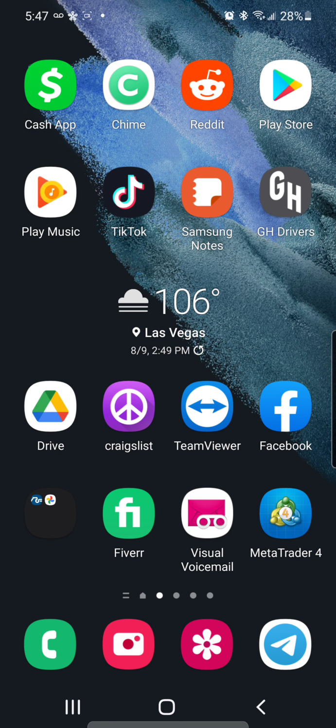Alrighty, so here's what MetaTrader 4 looks like. You can get this on iOS, Android, and PC, so it's pretty versatile. Let's go ahead and take a look.